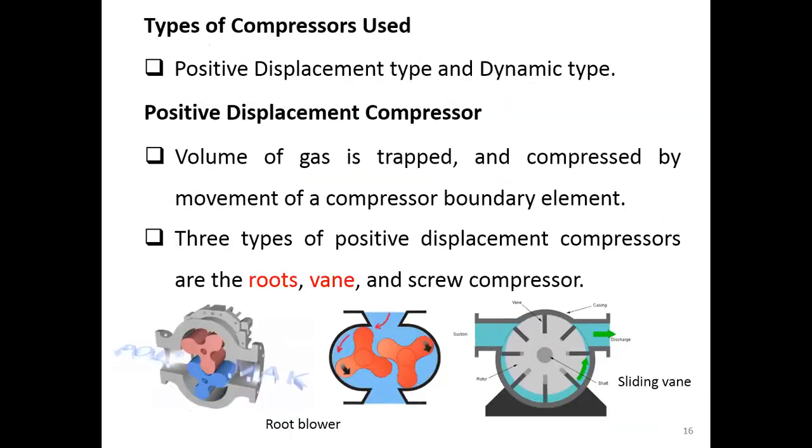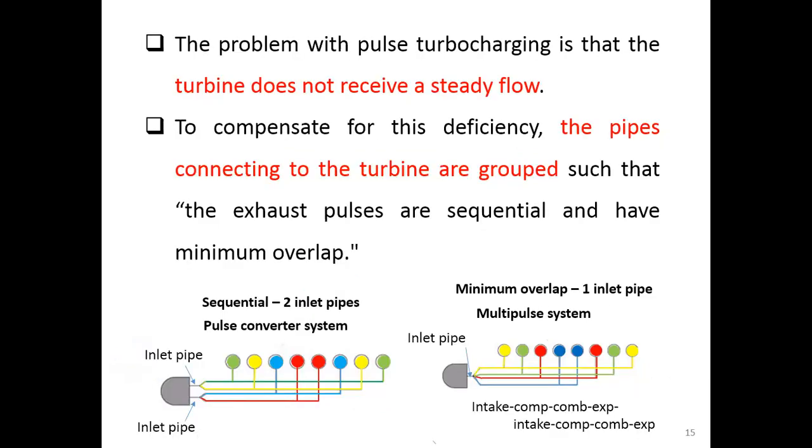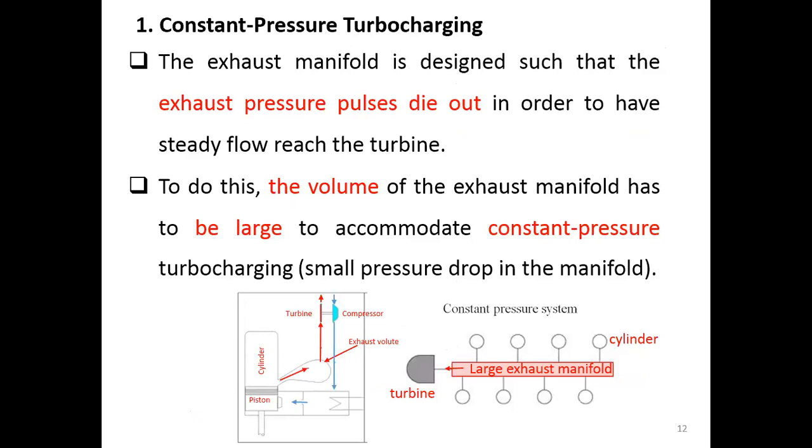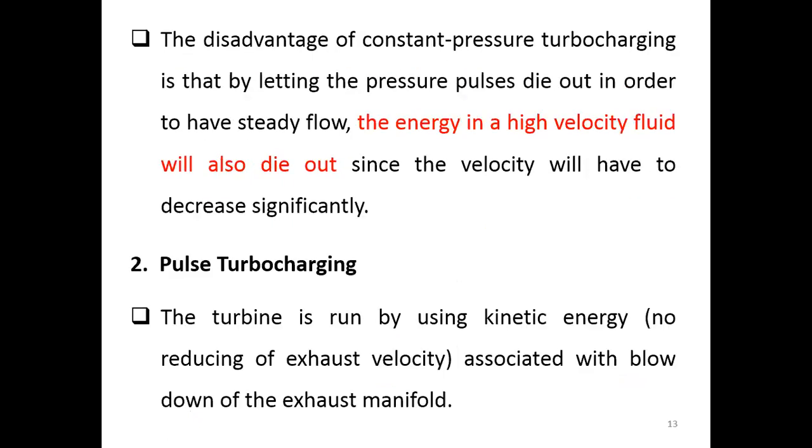Okay, so that is the way that we try to use the turbine in a more efficient way, because we know that the flow into the turbine is not a steady flow, right? It is a pulsating or unsteady flow. So in order to reduce the effects of that kind of flow on the turbine performance, we can use either the constant pressure turbocharging or the pulse turbocharging.